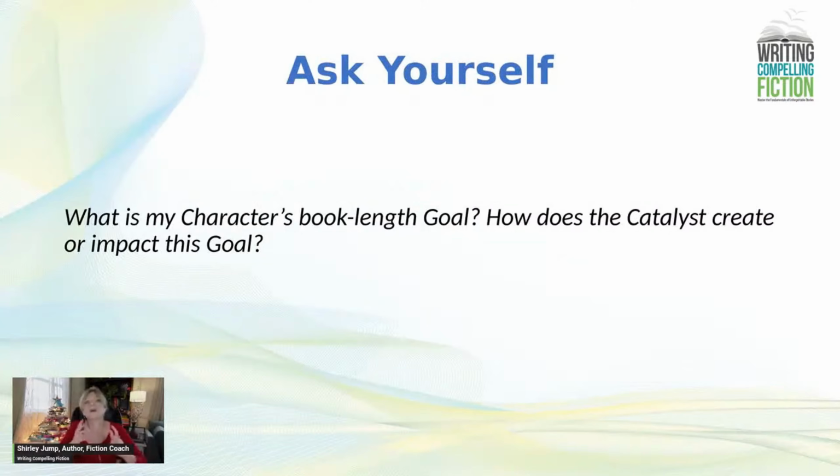I want you to think for a second, what is my character's book length goal? You should be able to name that. And we're talking the external goal, not the internal goal. To catch the bad guy, it's a pretty simple goal, but it does have a lot of steps. And how does the trouble impact this goal? How does the catalyst change it? So the thing that, boom, sets off your book and starts the trouble in your book, how does that change your character's goal or impact it? That's the thing that I think people aren't necessarily thinking of.